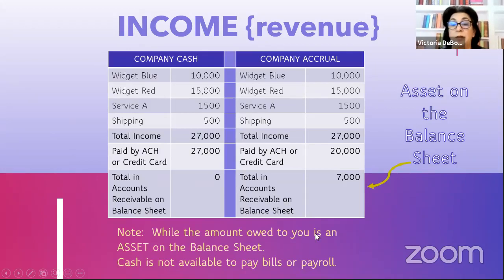So while the amount that is owed to you is an asset on the balance sheet, you realize that cash, that $7,000, is not available to you to pay bills or to pay payroll or to pay any other expenses. And again, a lot of times when people are looking at their P&L, as it's referred to many times, they say, hey, I made $20,000 this month, but how come I'm short on cash? This is why, or one of the reasons why.